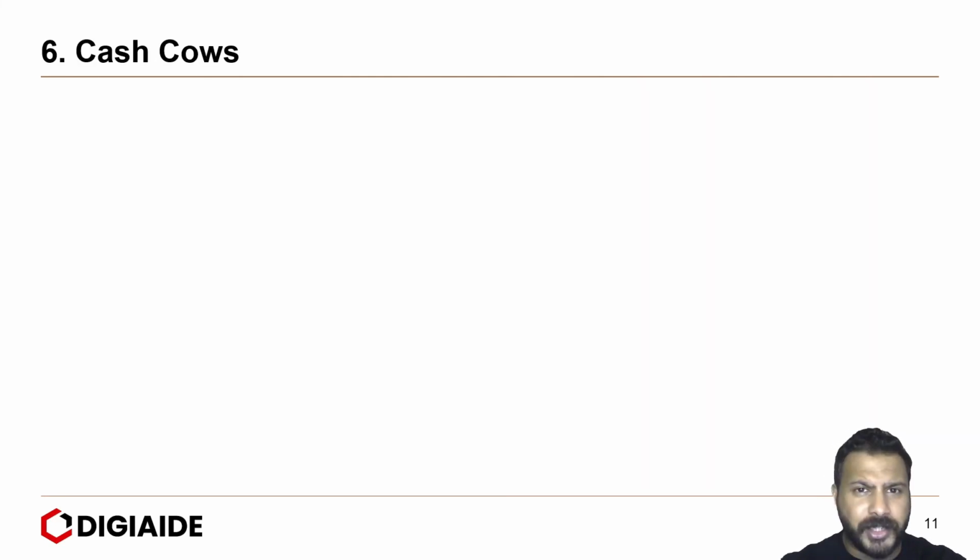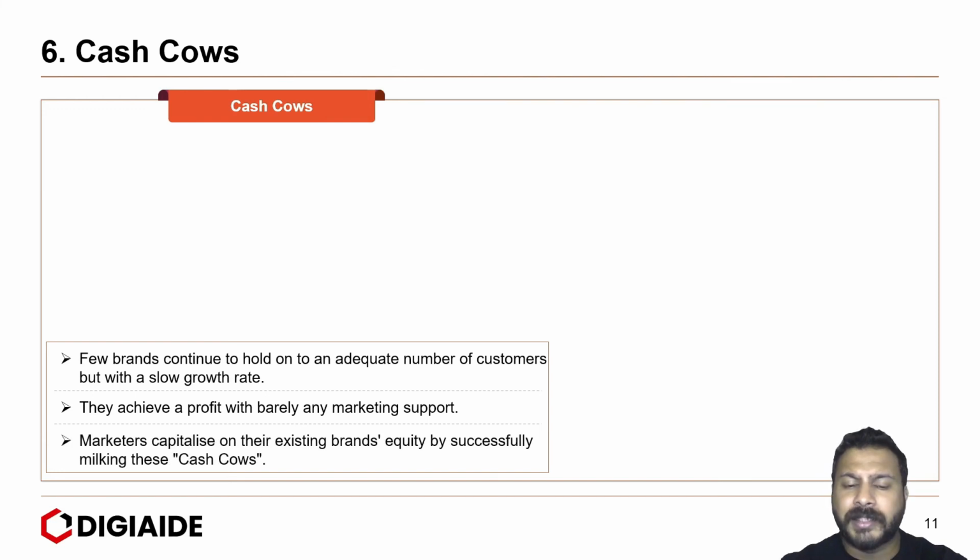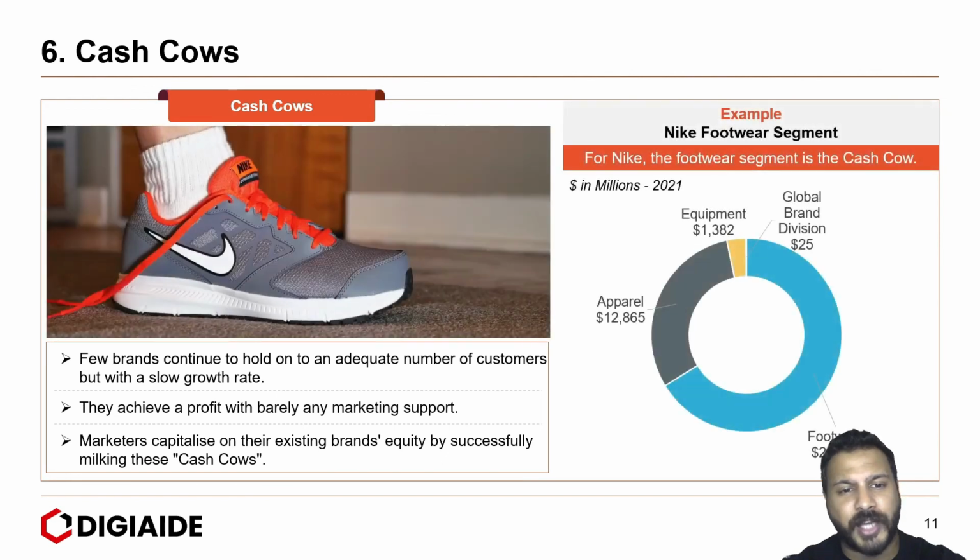And the final strategy of cash cows to enlarge your product portfolio. Few brands continue to hold on to an adequate number of customers but with a slow growth rate. They achieve a profit with barely any marketing support. Marketers capitalize on their existing brands' equity by successfully milking these cash cows.